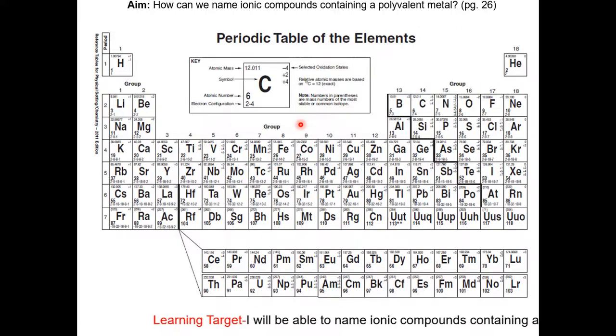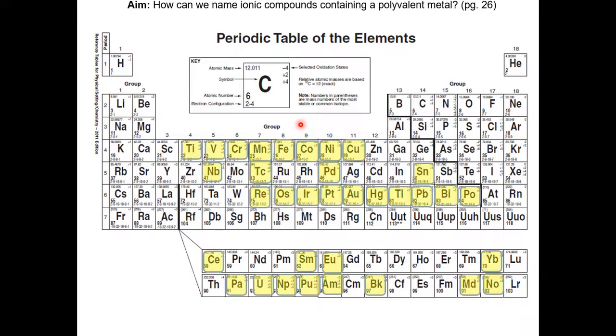Now I'm going to highlight the polyvalent metals on the periodic table. Take a moment to highlight them in your packet. Notice that some of the transition metals are not polyvalent.